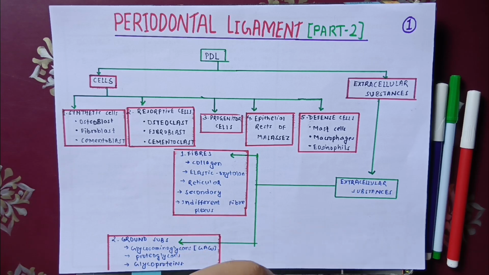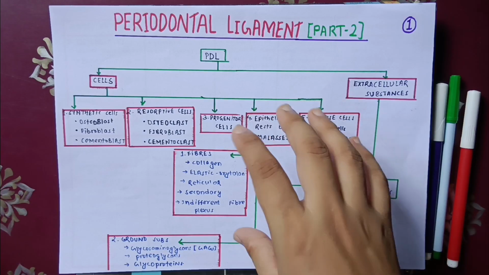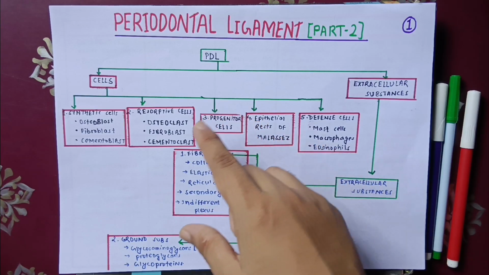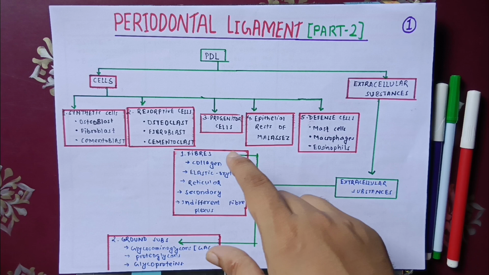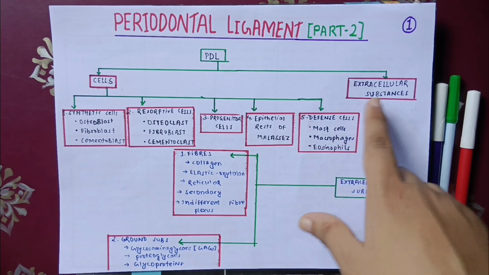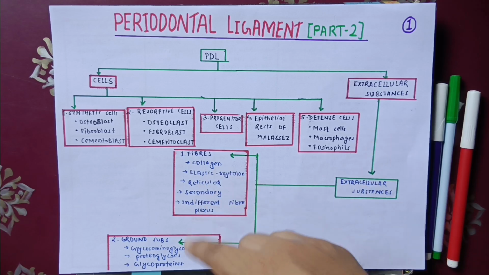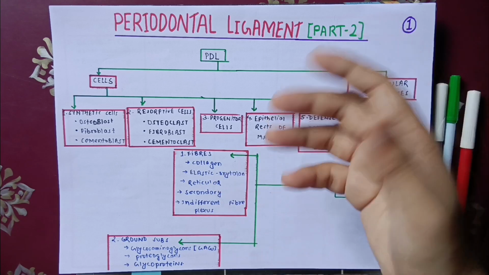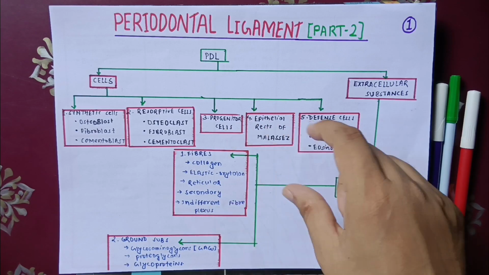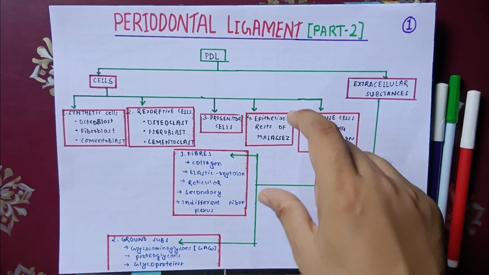So this is part 2 of the periodontal ligament video, and in this video we will be discussing the components of the periodontal ligament. We are going to discuss the different kinds of cells that are present in the periodontal ligament. There is also an extracellular substance, the fibers and the ground substance, which we will discuss in the next video. As the cell portion is one of the important subtopics of this chapter, I thought to discuss all these cells properly.